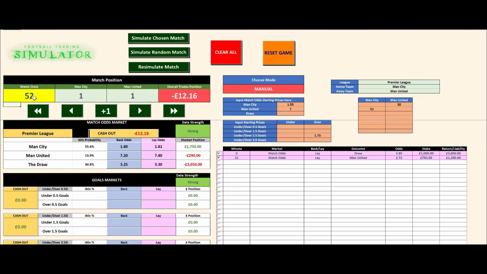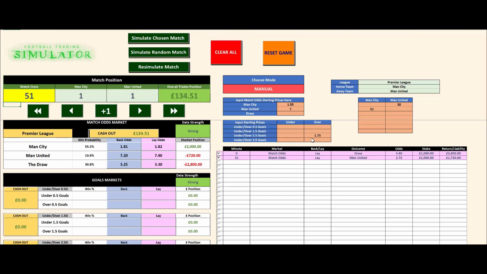Still not enough. Okay, so let's go back again. And this is why the simulator is so great, because imagine you were trying this in real life. You would have messed up twice now using real money, okay? Obviously not using £1,000 stakes, but yeah, using any sort of money wouldn't be worth it. But let's move this forward now to 51 minutes and see what this does.